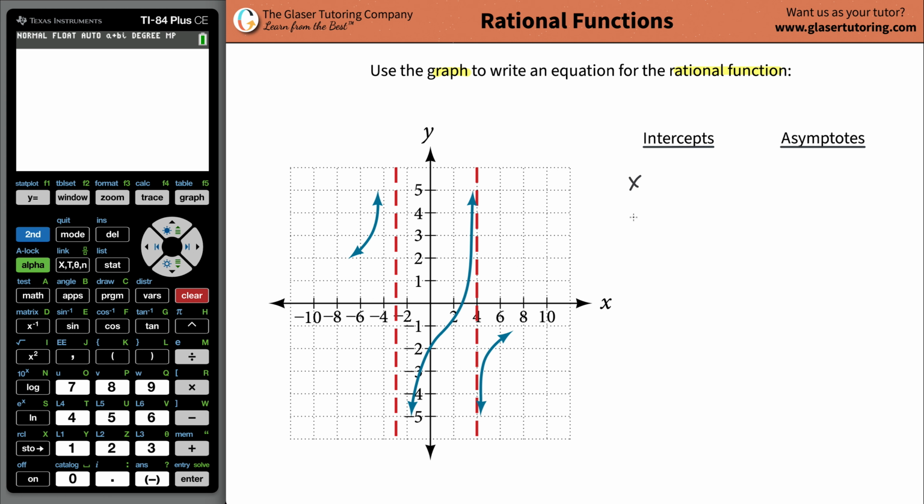So there are two types of intercepts: x-intercepts and y-intercepts. Remember, these intercepts are just where the function crosses the x-axis and the y-axis respectively. So where does the function cross the x-axis? Remember, the x-axis is the horizontal axis here, and it appears that it crosses right at this point.